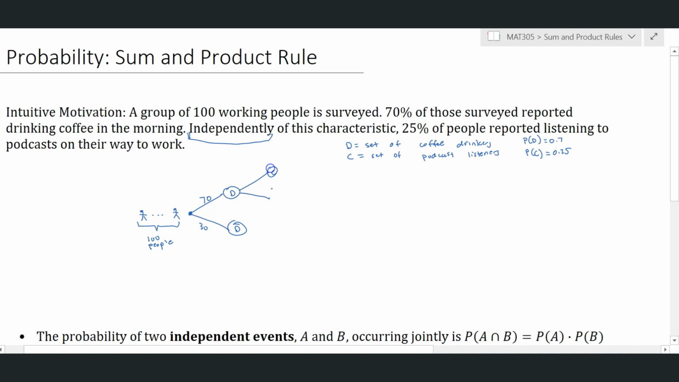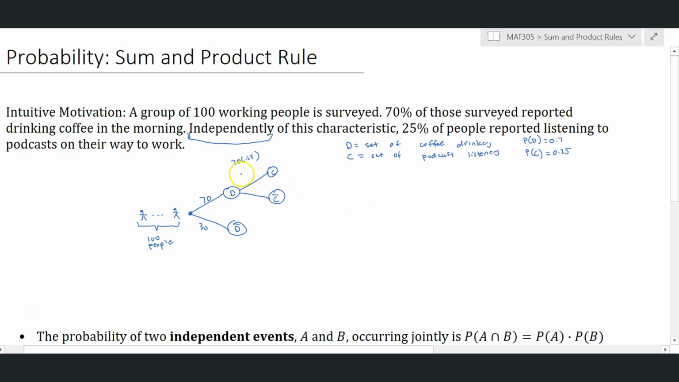And so of these coffee drinkers, once again, we'll say, hey, if you listen to podcasts on your way to work, move up again. If you do not listen to podcasts, move down. So we have 70 people here. And of those 70, we know that 25% are going to be podcast listeners.